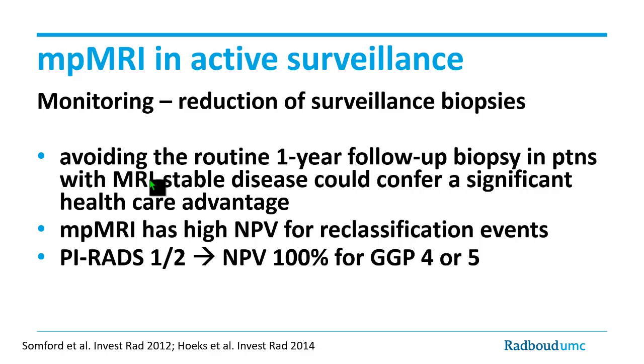mpMRI also for sure has a high NPV for reclassifications. For example, if you have a PI-RADS 1 or 2 lesion, most likely PI-RADS 2, the NPV is 100%, so you most likely will not upstage that patient. If you have a PI-RADS 3 or 4, it's around 82%.